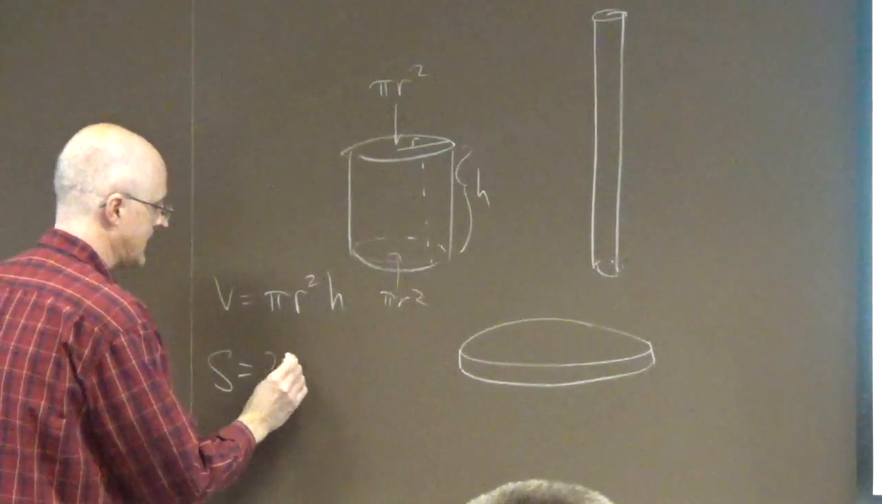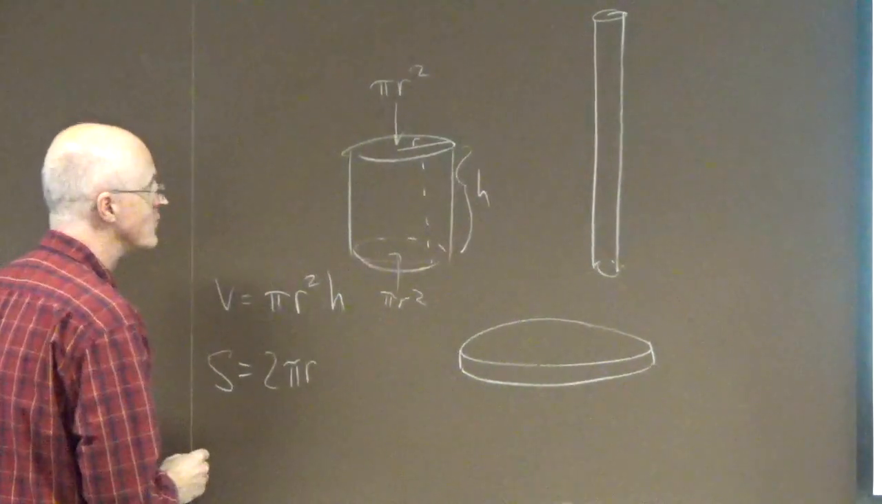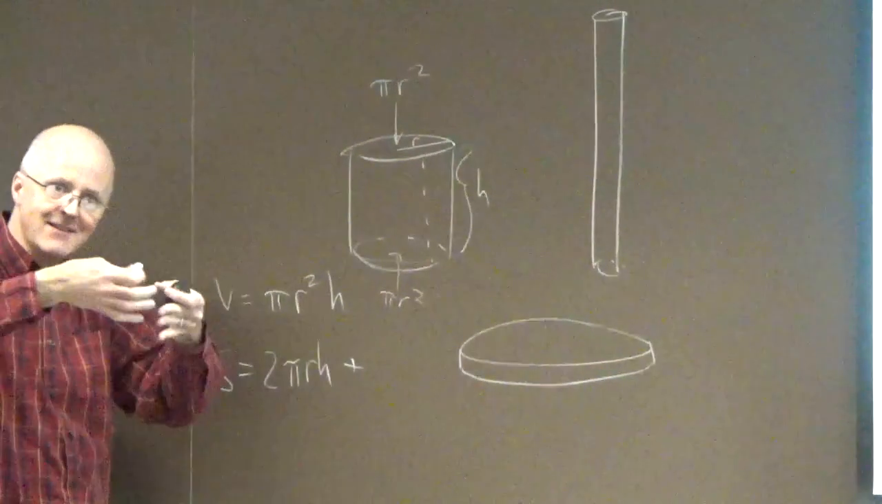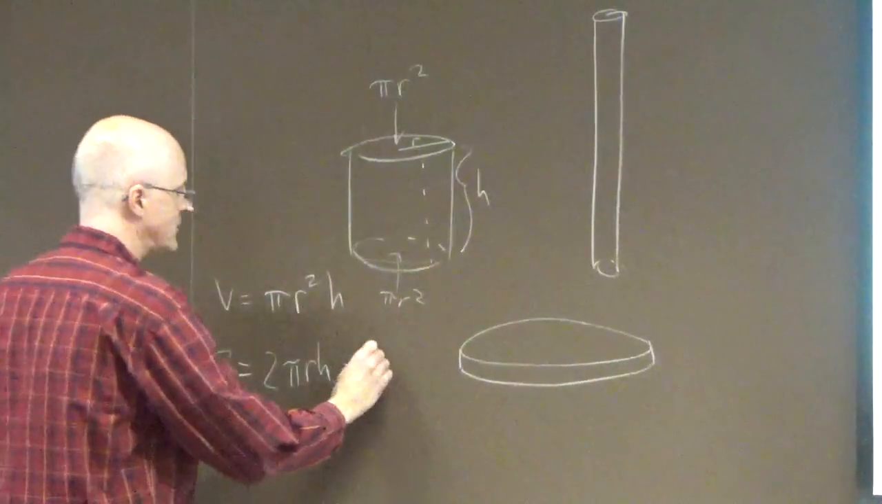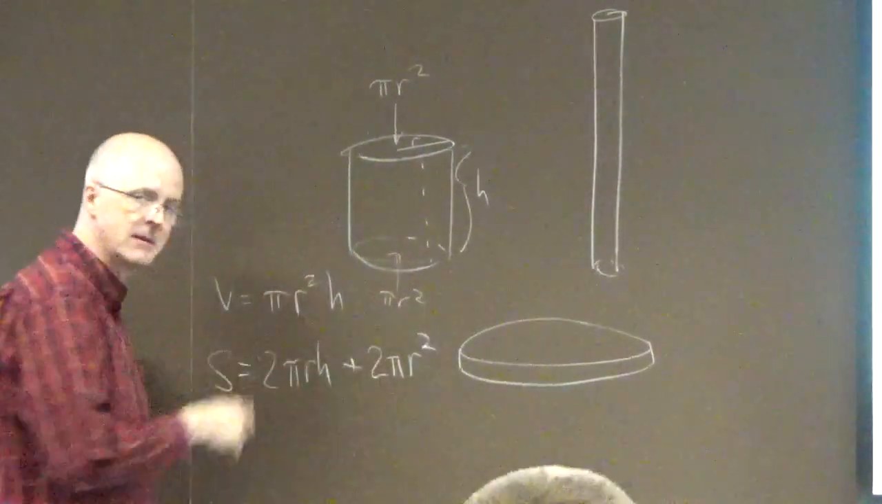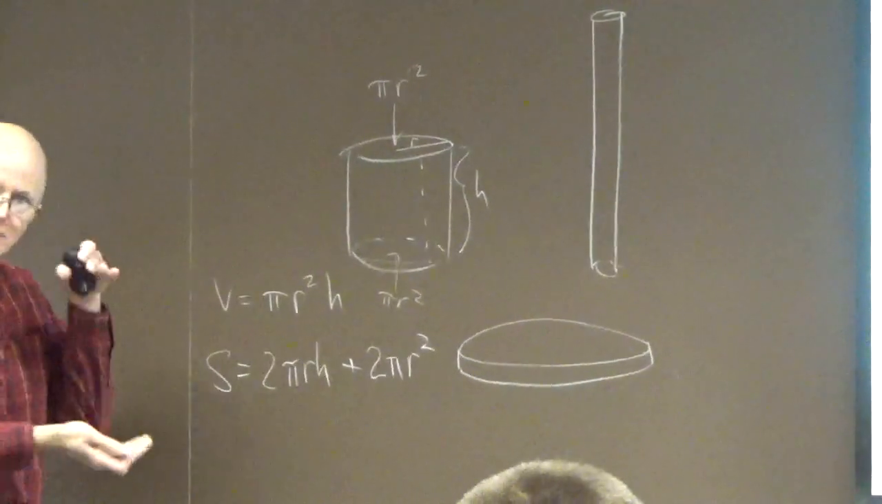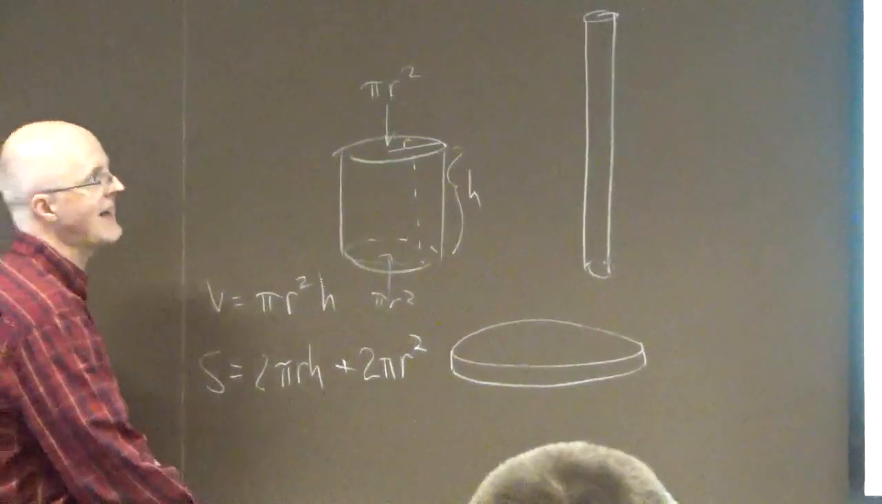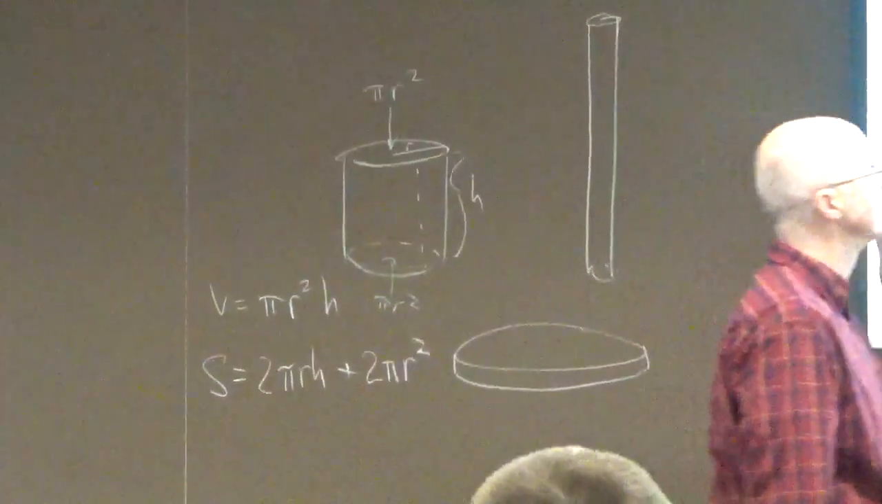So the surface area is 2 pi r times h. That's the area of the side of the can. Then you've got 2 pi r squared for the area of the top and the bottom combined. 2 because there's two, one on top, one on the bottom. And that's the thing we want to minimize.